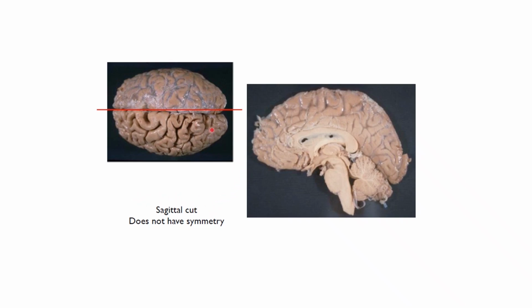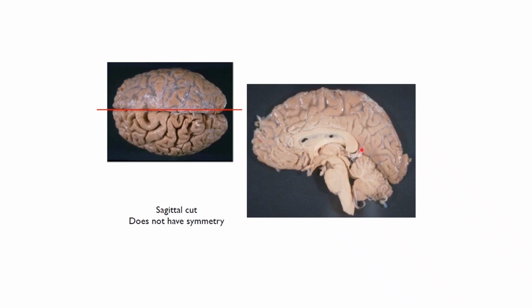And this now produces an image that does not have left and right symmetry. So this is the front part of the brain, this is the back side of the brain, the posterior side. You can see the cerebellum here. And because we are now looking at the top and bottom, the dorsal and ventral axis, and the anterior posterior axis, we do not see symmetry in this image.